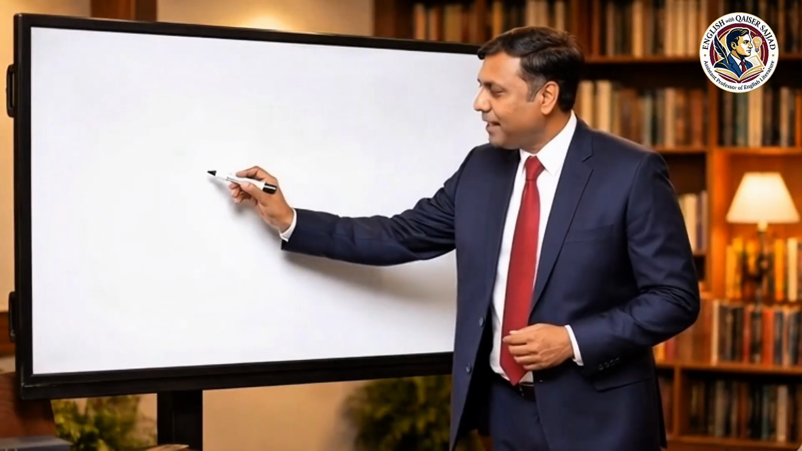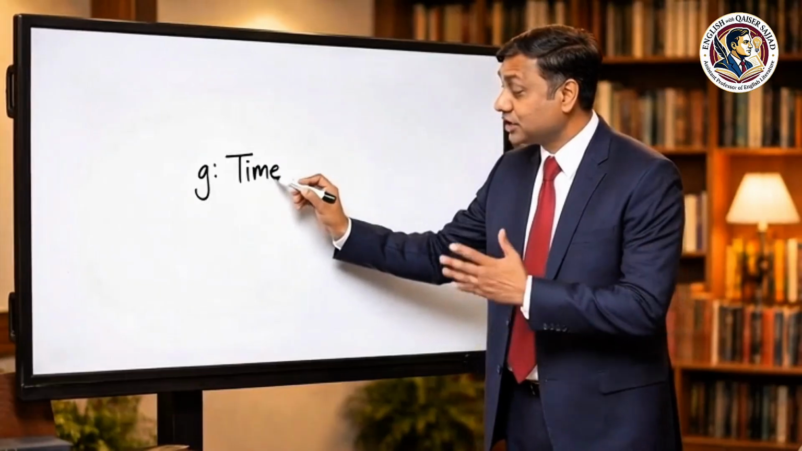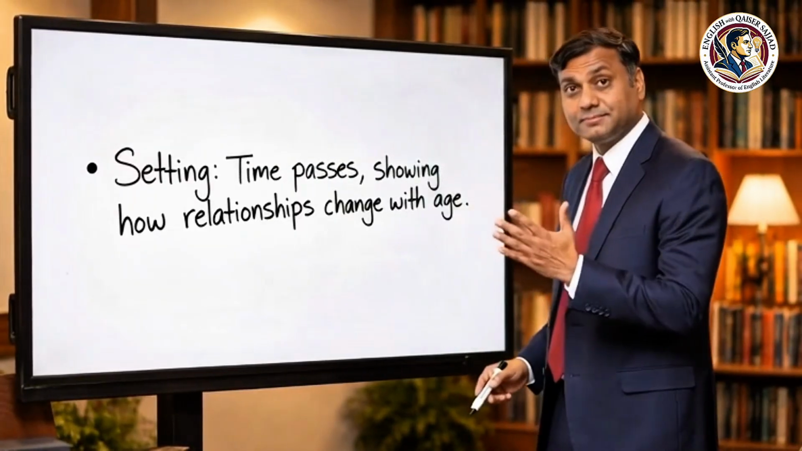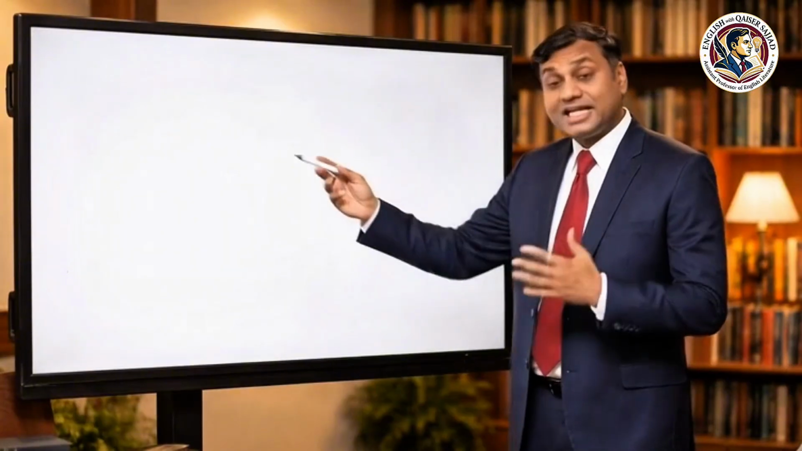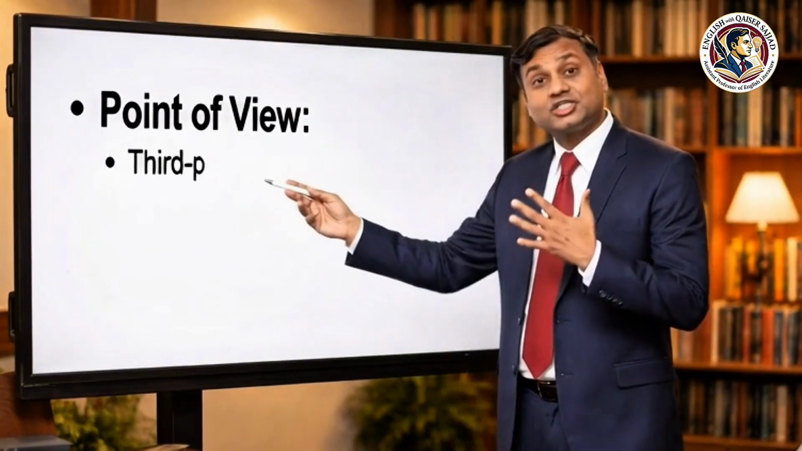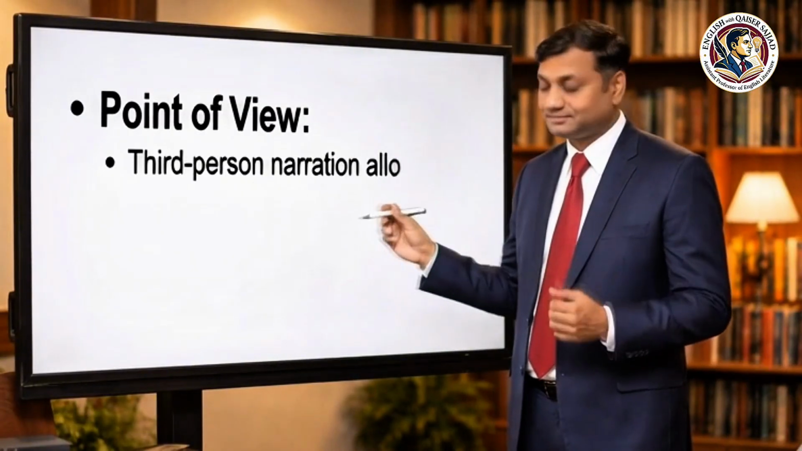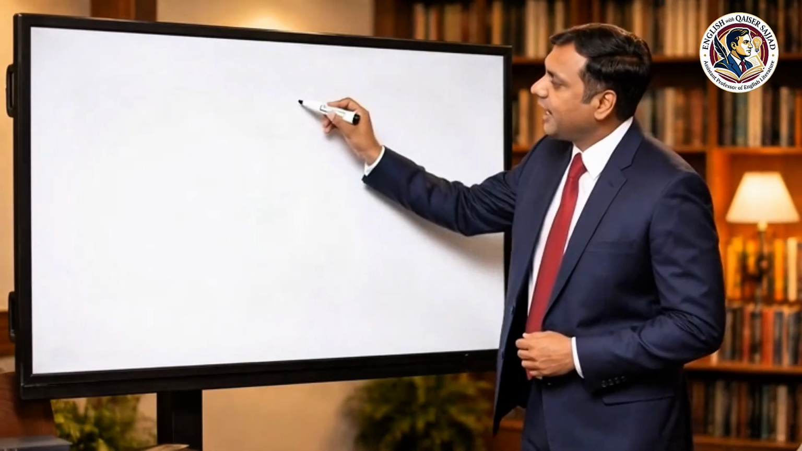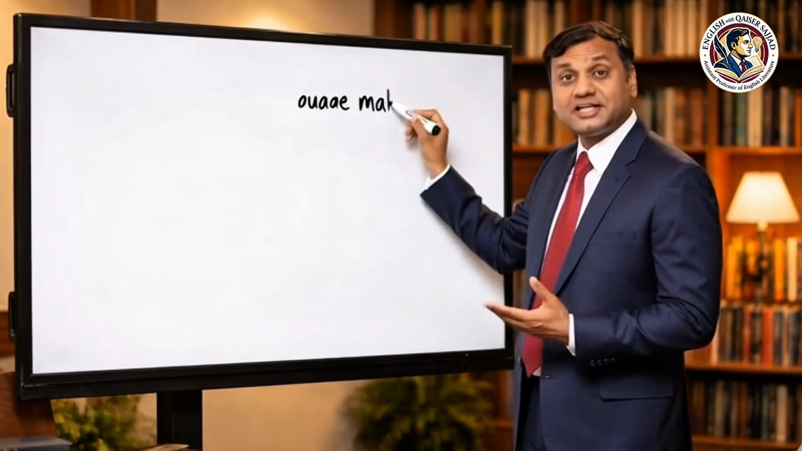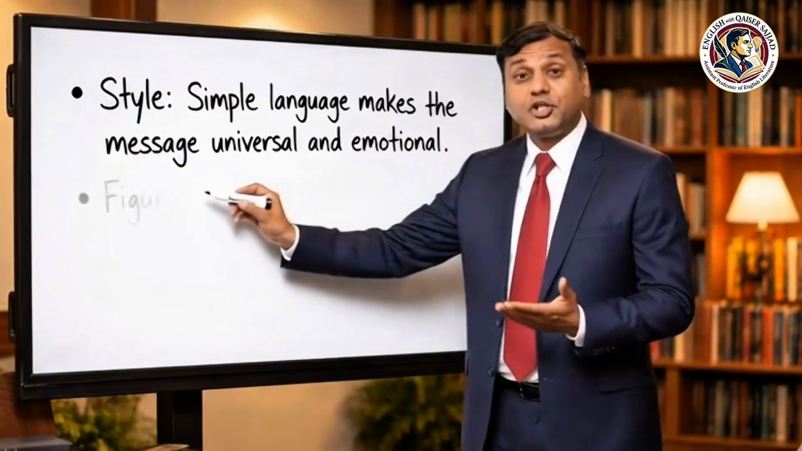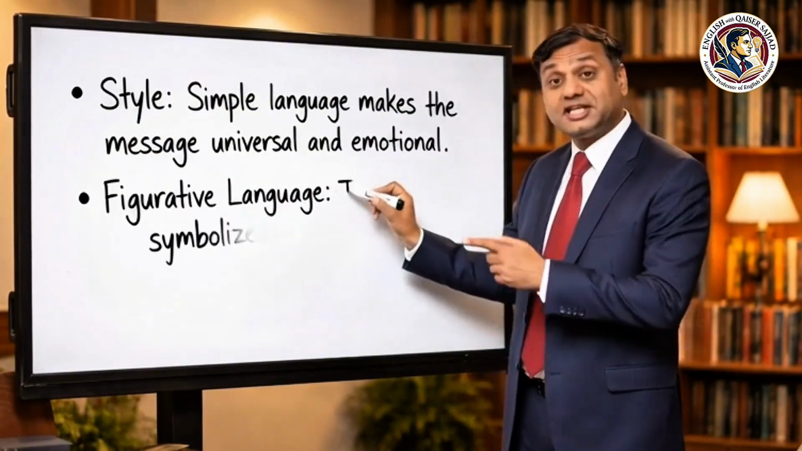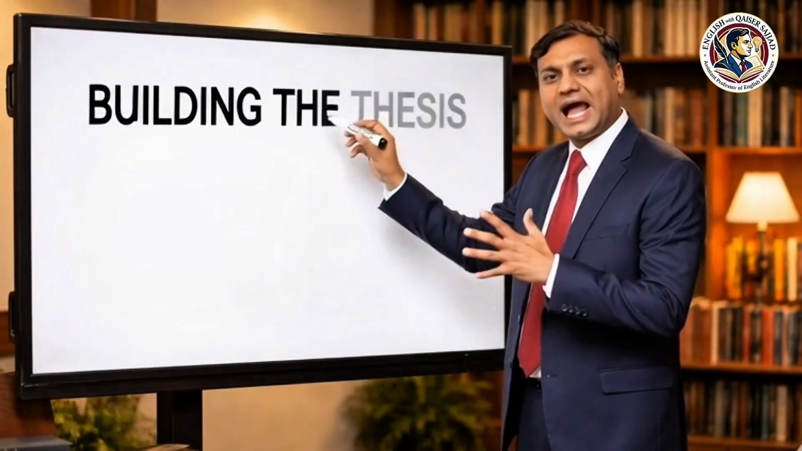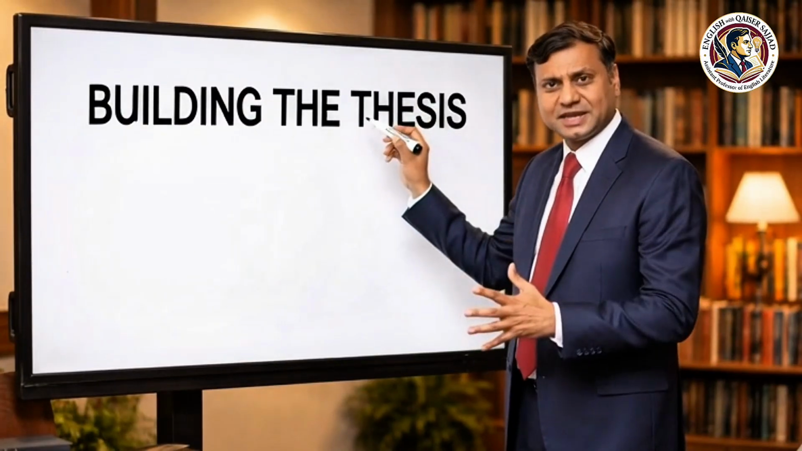Setting: time passes, showing how relationships change with age. Point of view: third person narration allows us to understand both characters. Style: simple language makes the message universal and emotional. Figurative language: the tree symbolizes a mother figure. Building the thesis: now combine everything into a strong thesis statement.